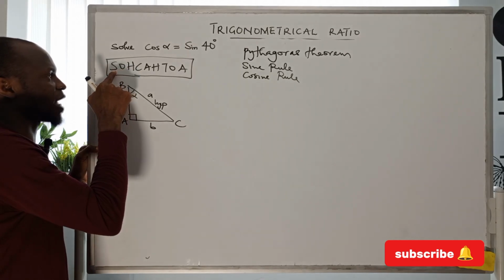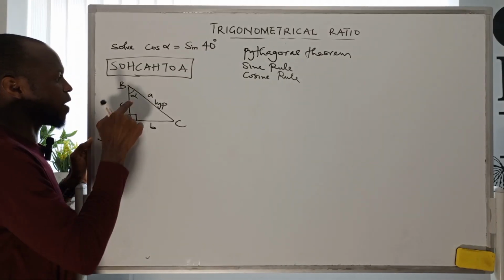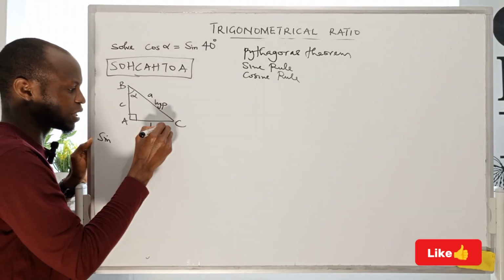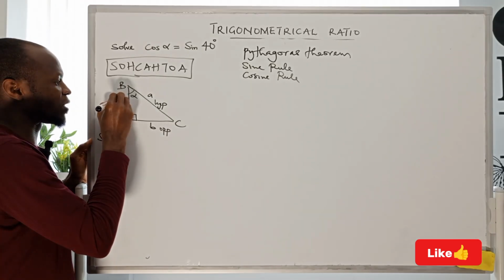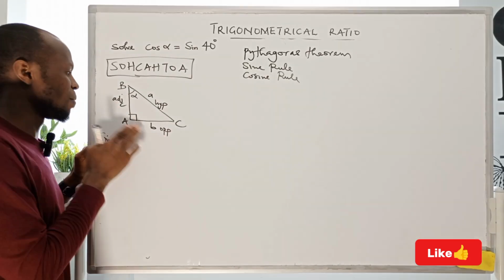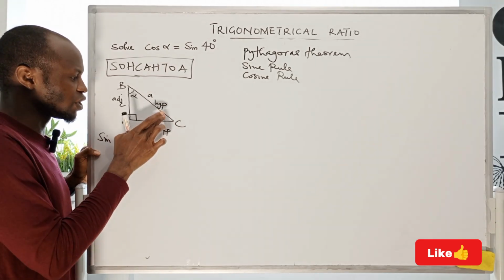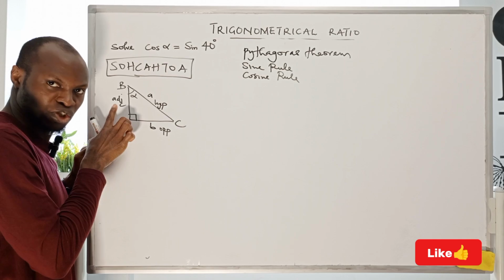My SOHCAHTOA says sine equals opposite over hypotenuse. So if I'm considering this angle now, what side faces this angle? It is this side. So this side will be opposite. And this side will be adjacent. Now take note, your opposite and adjacent change depending on the angle in view. If I'm considering this angle, this side which faces this angle will be my opposite. Do you get it now?